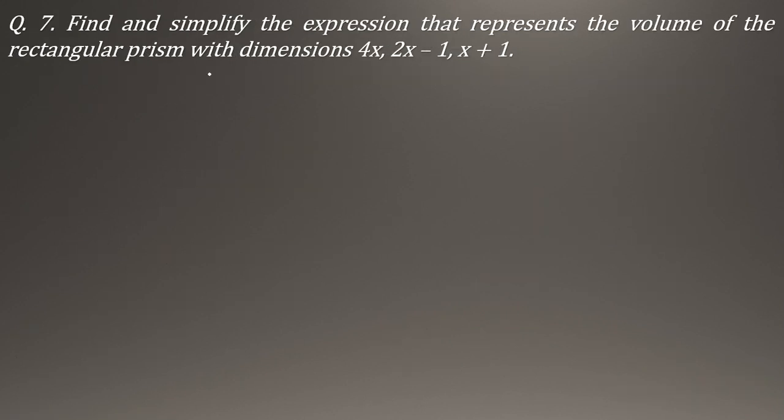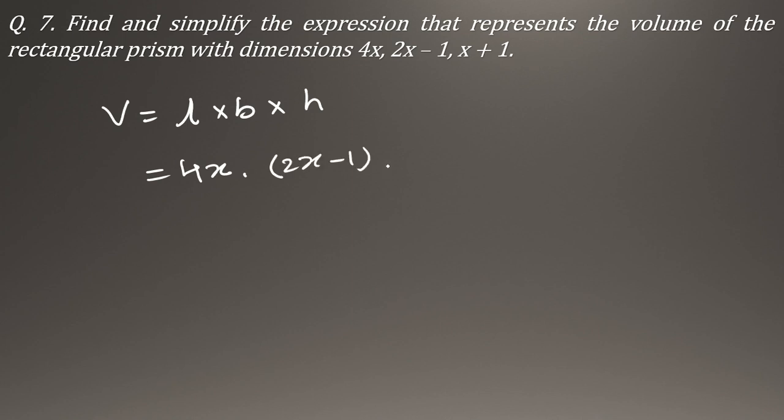Now another question can be: find and simplify the expression that represents the volume of the rectangular prism. See, what is the formula for the volume of a rectangular prism? Length multiplied by width multiplied by height. So here it is 4x multiplied by width, that is 2x minus 1, multiplied by height, that means x plus 1. So just multiply this, okay? We have three expressions, so we'll multiply two expressions at a time and then we'll simplify. Okay, let's do it. So this is 4x, as it is I am taking.